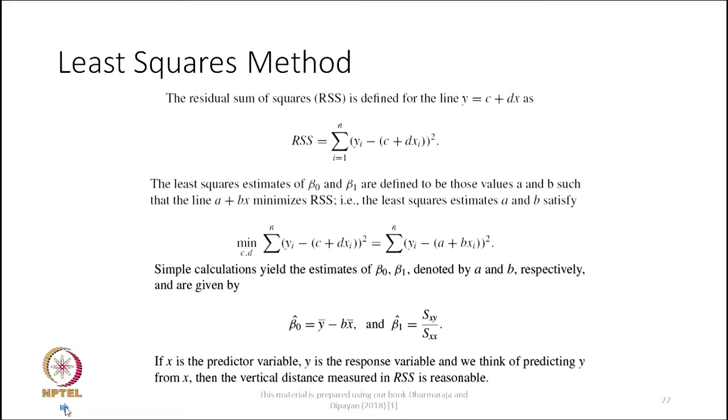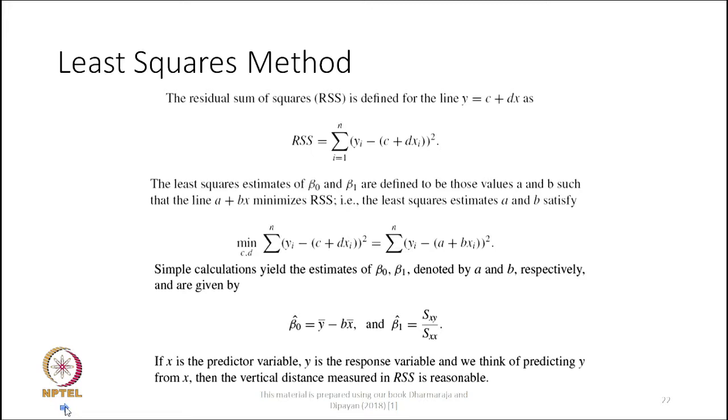Simple calculations yield the estimates of beta naught and beta 1, denoted by a and b respectively. The way I have written a plus b, a is nothing but the beta naught estimate, beta naught cap, and b is nothing but beta 1 cap. Therefore, we started with beta naught plus beta 1 x. So, here we are estimating beta naught and beta 1, that is nothing but a and b.